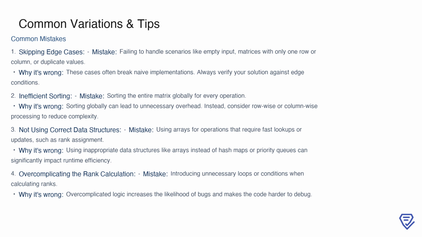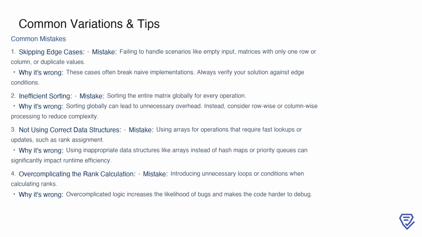Next, inefficient sorting can be a major pitfall. Sorting the entire matrix globally for every operation introduces unnecessary overhead. Instead, you can optimize by processing rows or columns individually, which significantly reduces complexity. Another mistake is not using the correct data structures. For example, relying on arrays for tasks that require fast lookups or updates, like rank assignments, can slow down your solution. Opting for hash maps or priority queues instead can improve runtime efficiency.